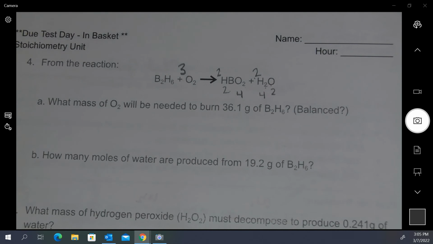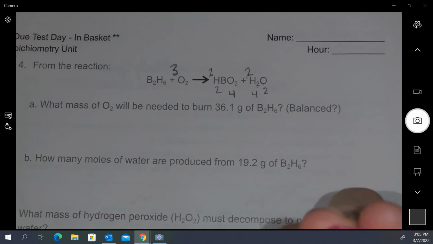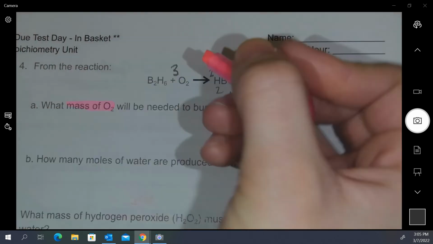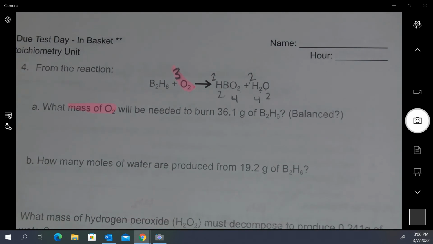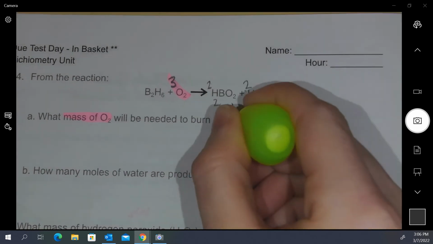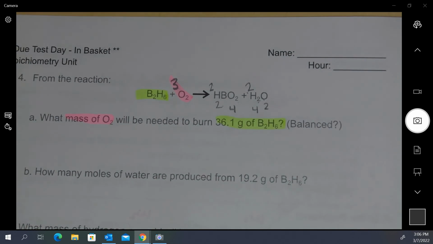Letter A wants to know what mass of O2. So mass of O2 is going to be our what? Want or given? Mass of O2. It's your want. Very good. All right. Mass of O2 is our want. And we're given 36.1 grams of B2H6. That is our given.